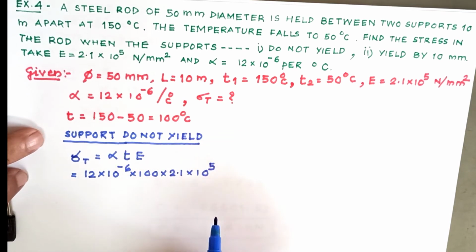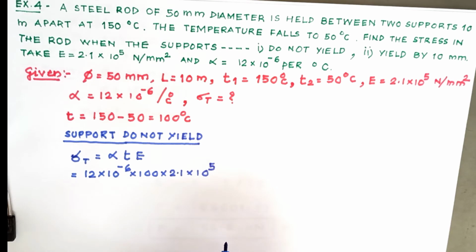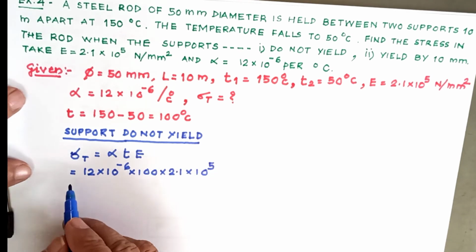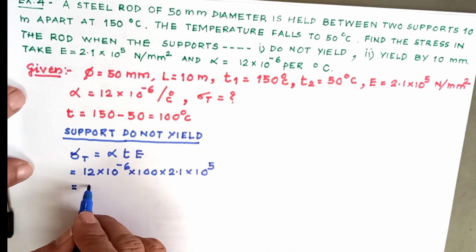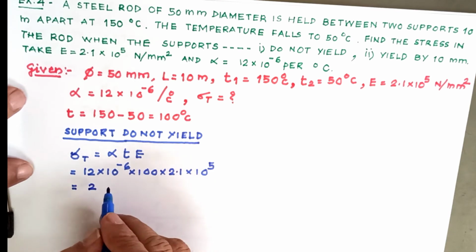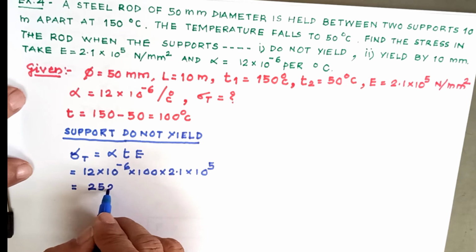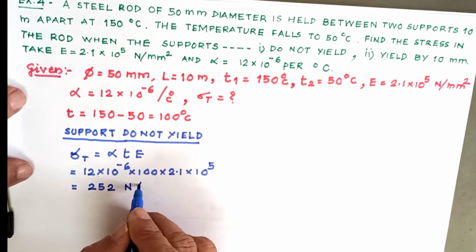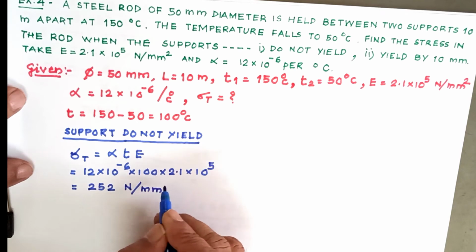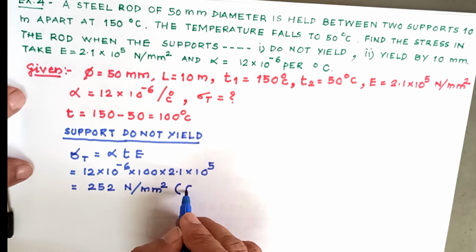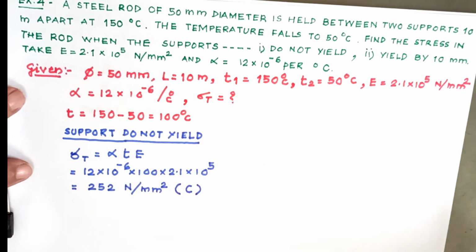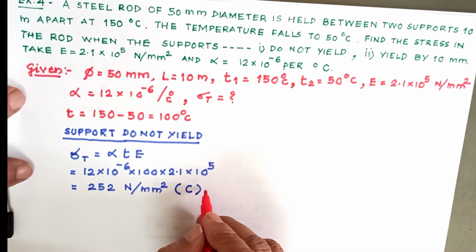If you calculate this on a scientific calculator, you will find that the answer is 252 Newton per mm square. As there is fall in temperature, the nature of thermal stress will be compressive. Okay? So this is the first answer.